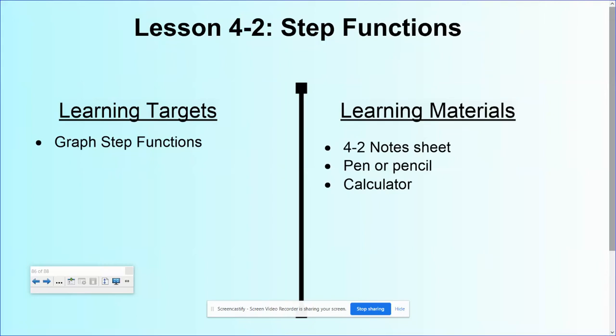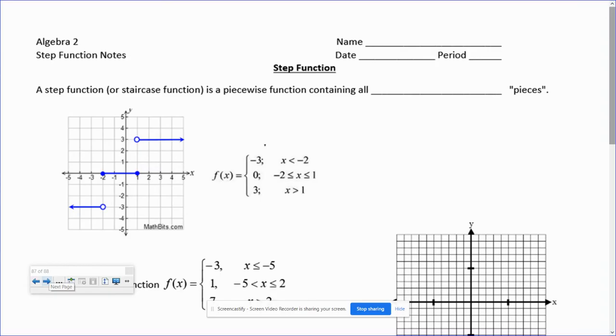Okay, guys, so today we're doing lesson 4-2, which is about step functions. So we're going to be graphing and writing step functions today. So make sure you have the 4-2 note sheet. We are not doing this lesson from the book. Something to write with, and I'm not sure if you actually need your calculator today, but here we go.